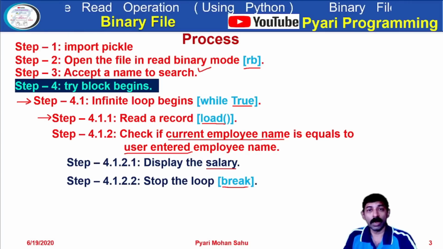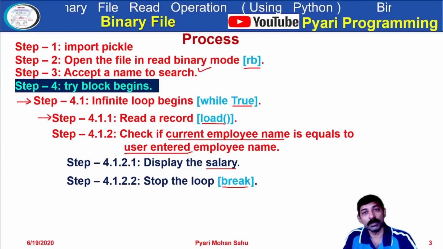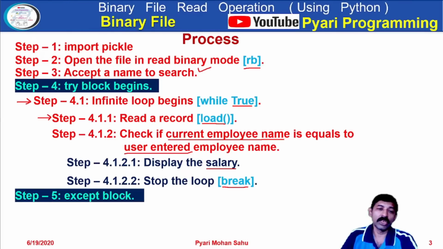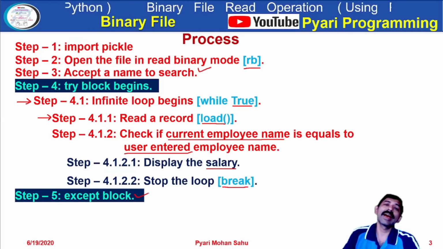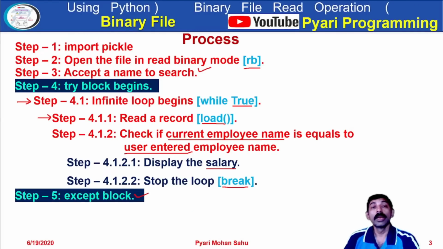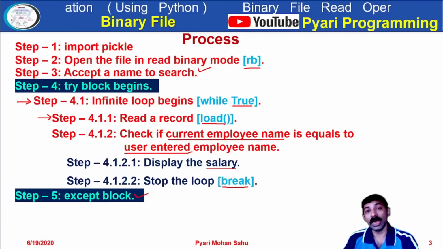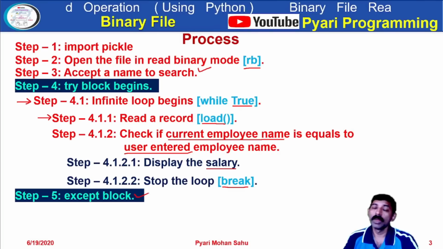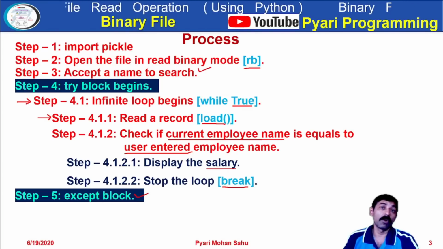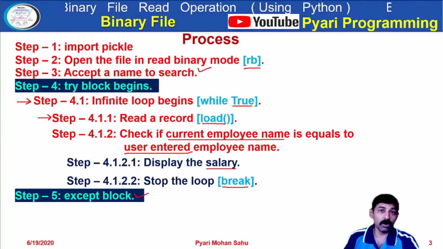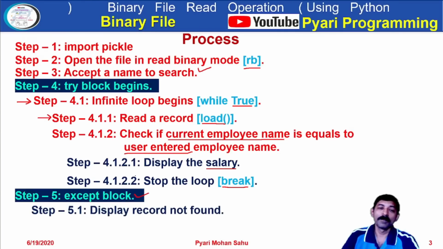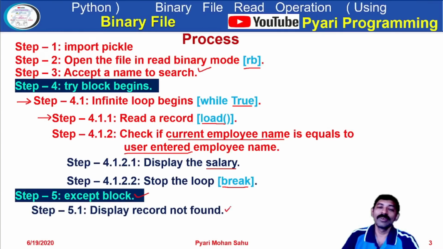Okay. Now another question arising in your mind, sir, if the record is not found, it will reach the end of the file. When it reaches the end of the file, it will generate an EOF exception, which is going to be caught by your except block. Fine. Now when I reach over here, that means I have reached the end of the file. I have reached the end of the file means I have not got the record. If I have not got the record, I will display record not found.